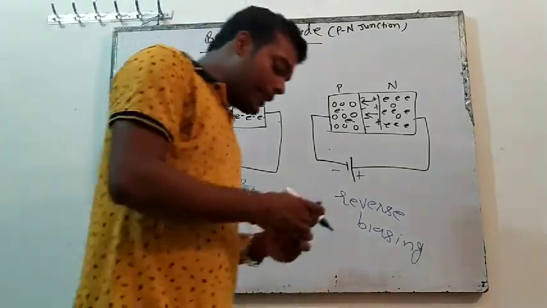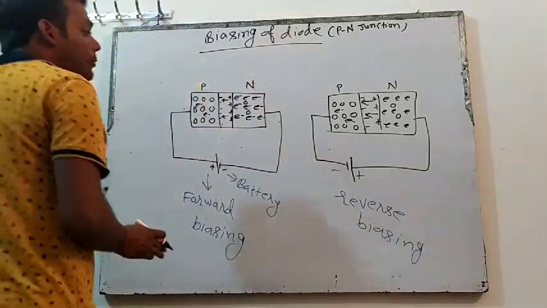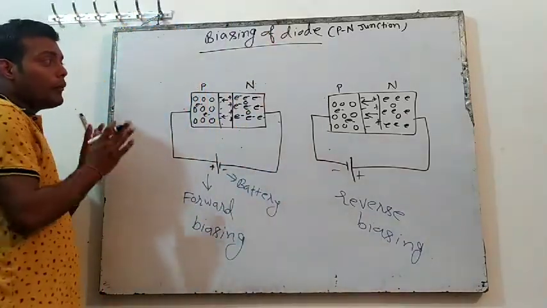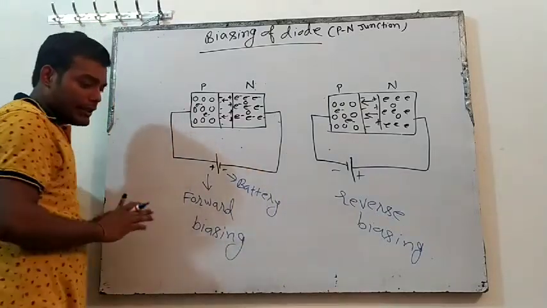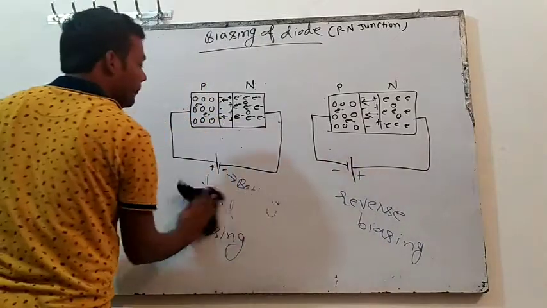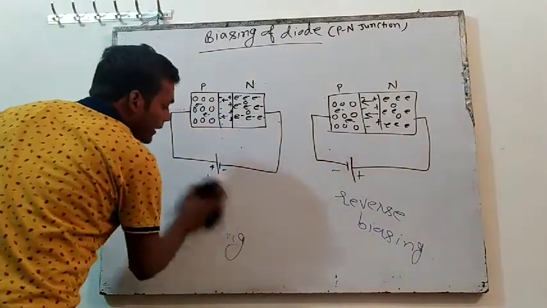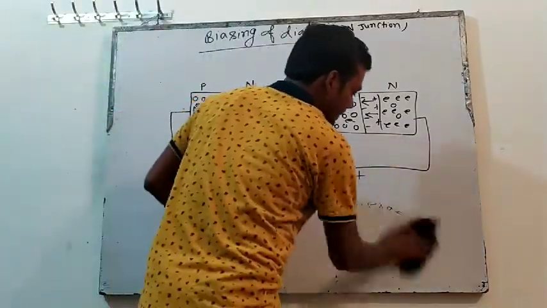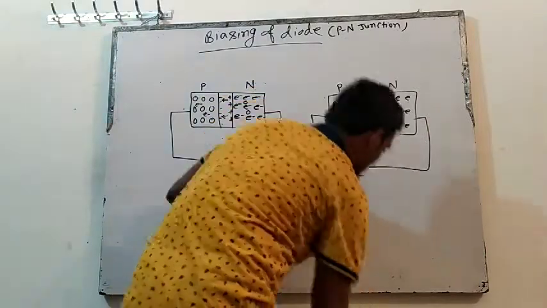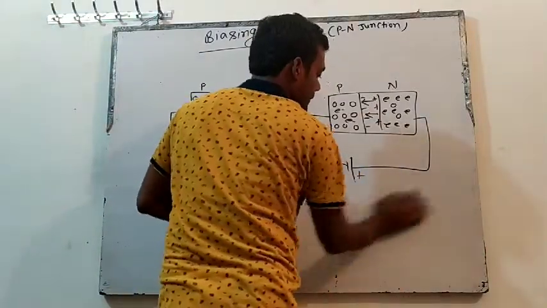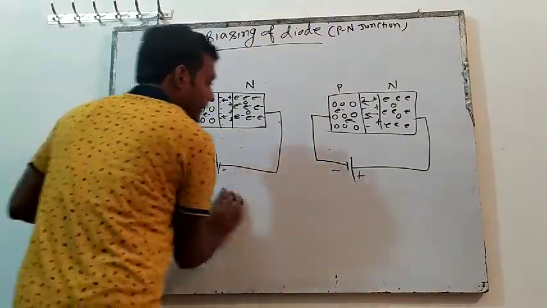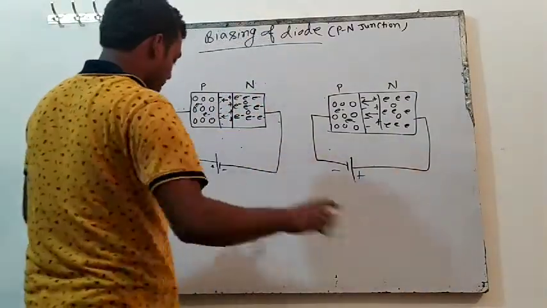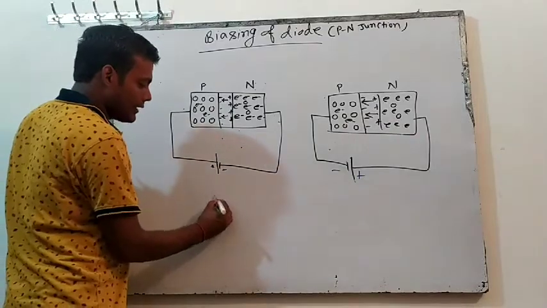But every time, if I make this much diagram, that's impossible. So what we will do, we will make a symbol for it. We will make a symbol for this. And how will we make the symbol? Try to understand this. So the symbol will be like this.